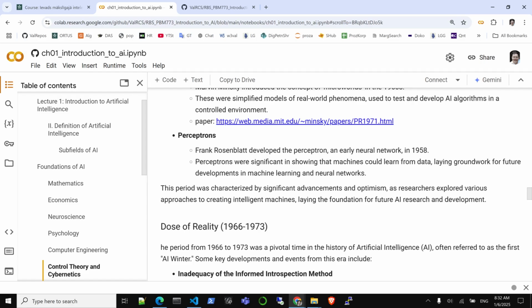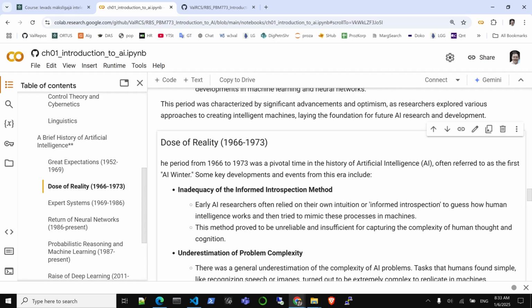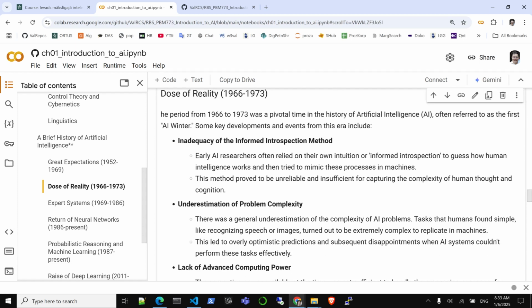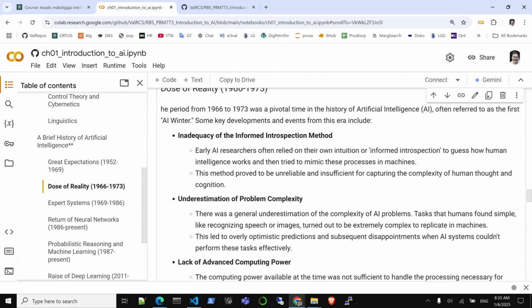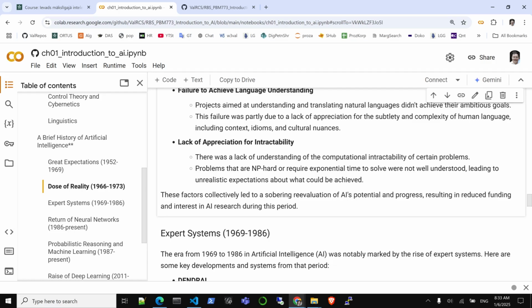People thought, well, AI is the future, but then the first dose of reality hit, the first AI winter. They realized the promises were not coming true. The hardware was inadequate, and people underestimated problem complexity. Tasks that humans found simple, like recognizing speech or images, turned out to be extremely complex to replicate in machines. This also meant that funding dried up and things were not happening.